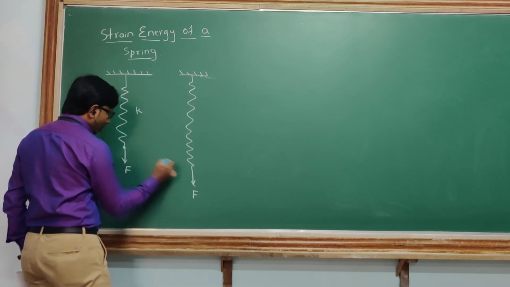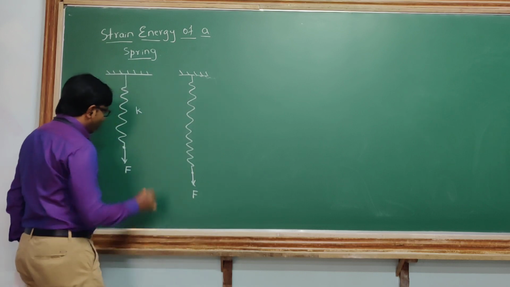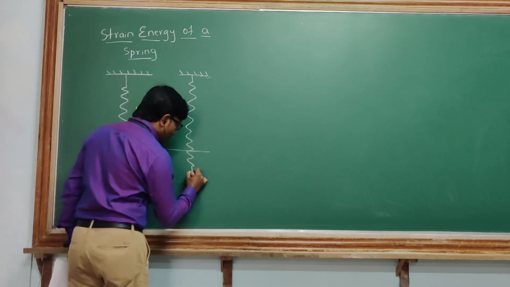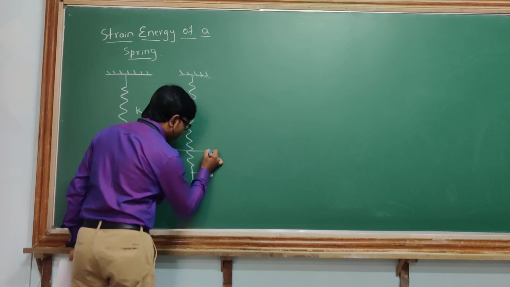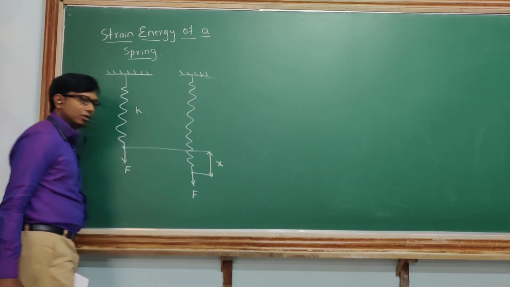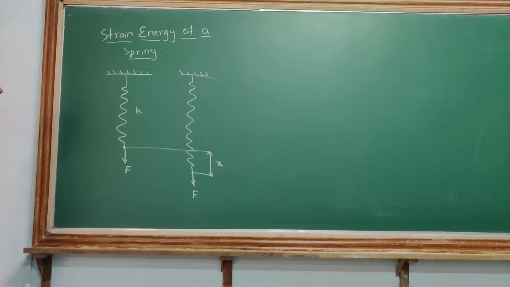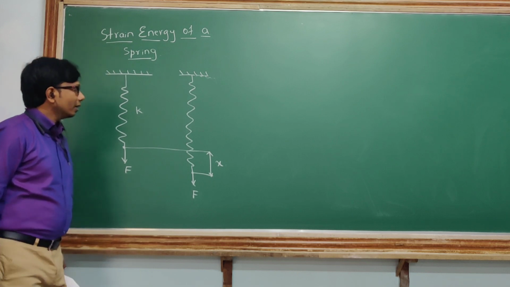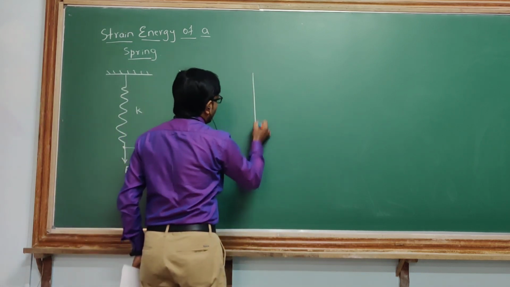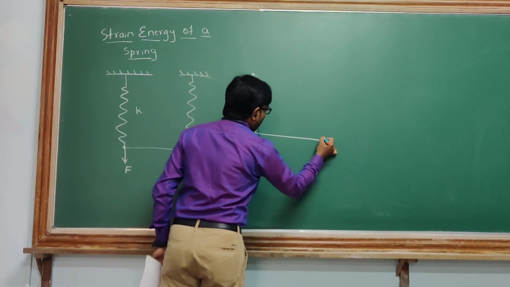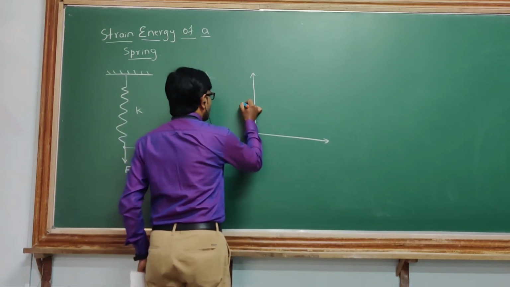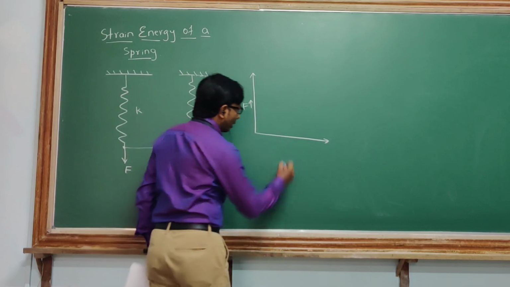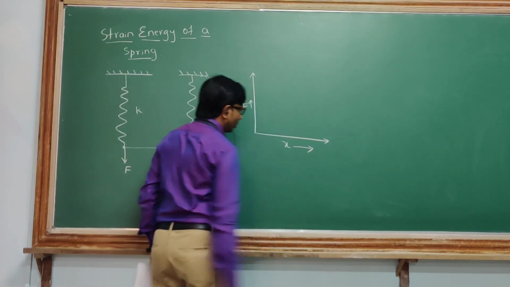So it was at this initial point. Now it has reached this particular point. So from this to this, I will call this the deflection X. This will be the deflection of the spring. Now if I try to plot the relationship between force and displacement, I will get a graph like this. This is the force in this direction, and this is the displacement in this direction.